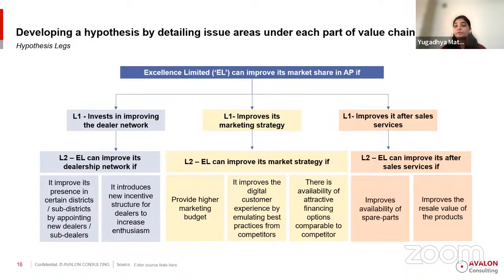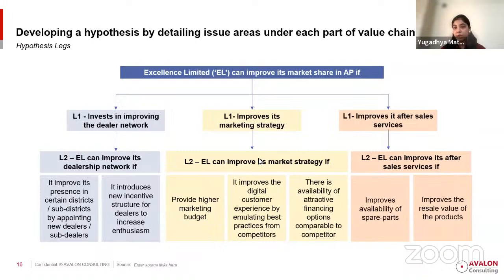Okay, so after doing that background research and understanding the value chain of the industry, we found out our main hypothesis. So it was to improve the market share of the company in Andhra Pradesh. And based on our issue tree and our research, our hypothesis essentially was that Excellence Group can do this if it improves its dealer network, improves its market strategy, and improves its after-sale services.